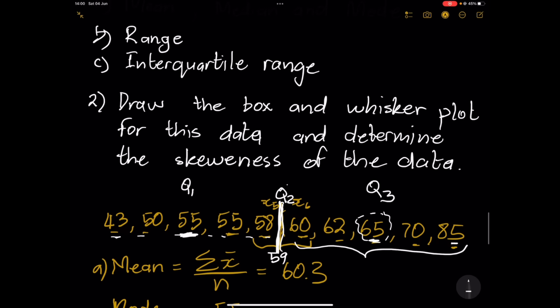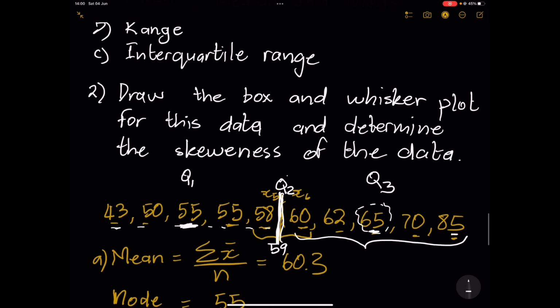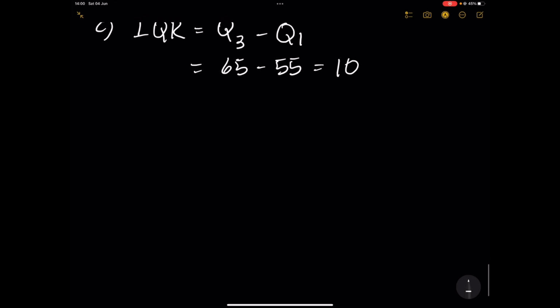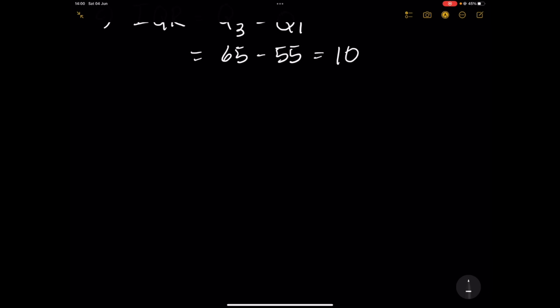Okay, right, now let's continue. They said to us we need to now draw the box and whisker plot. Now remember, when you draw the box and whisker plot, you must always calibrate your number line. I'm going to try and draw a straight line there. Draw it such that you make sure that the spaces are equal.